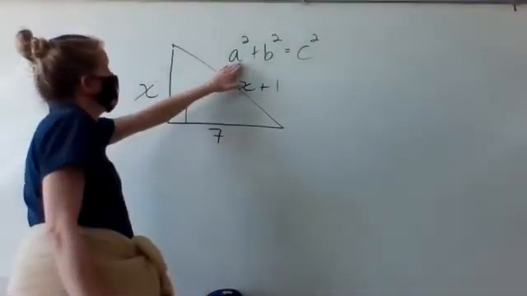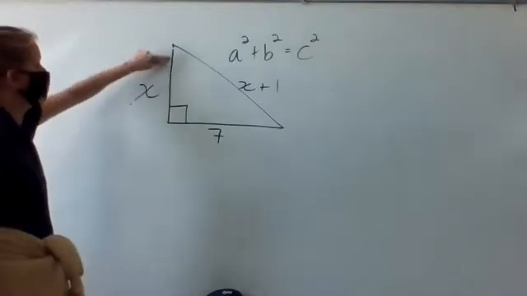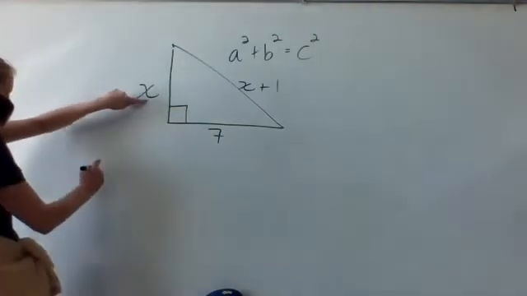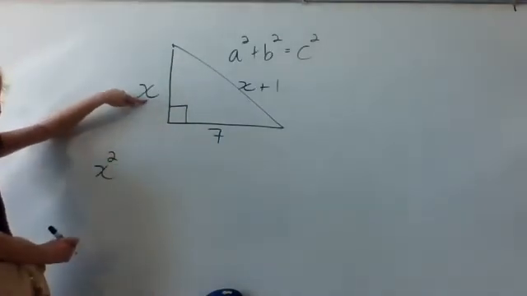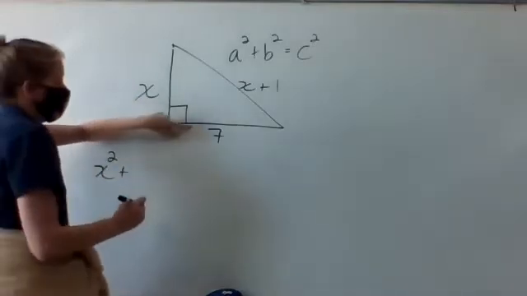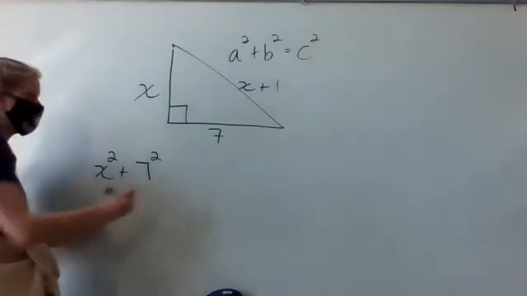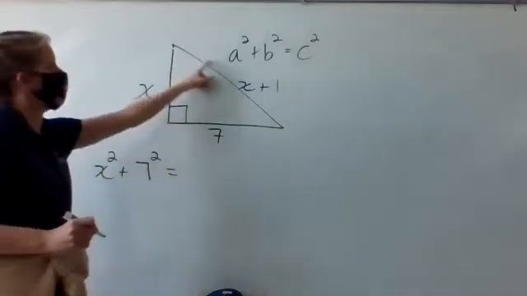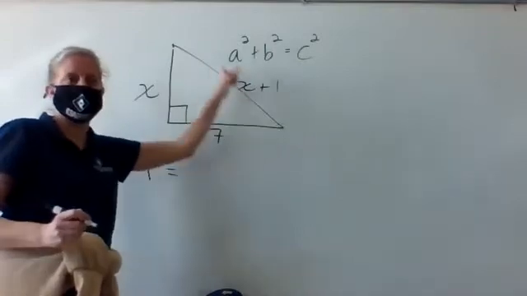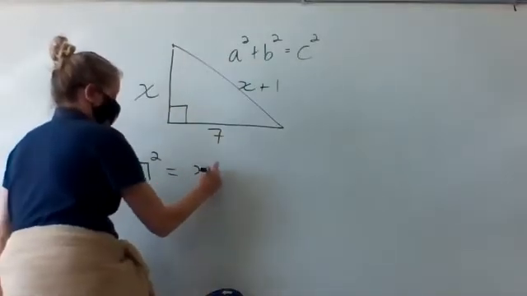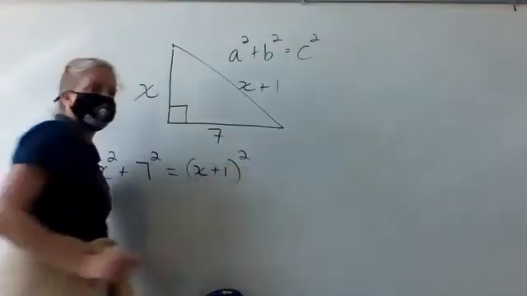So let's see. We need one of these sides squared. So this side squared would be x squared plus the other side squared. So 7 squared equals the hypotenuse, which is the slanted side, squared. So x plus 1 squared.